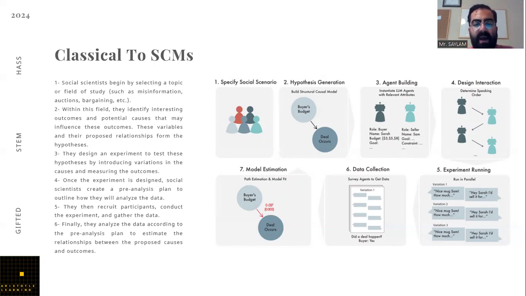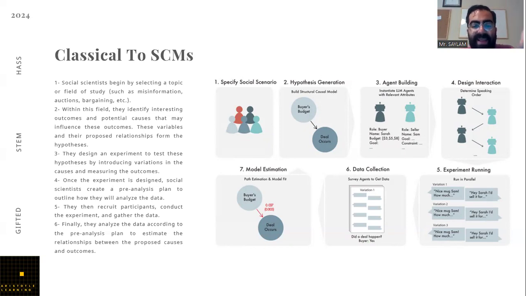Firstly, social scientists begin by selecting a topic or field of study such as misinformation, auctions, bargaining, etc. Two, within this field, they identify interesting outcomes and potential causes that may influence these outcomes. These variables and their proposed relationships form the hypothesis. Third, they design an experiment to test this hypothesis by introducing variations in the causes and measuring the outcomes. Fourth, once the experiment is designed, social scientists create a pre-analysis plan to outline how they will analyze the data.